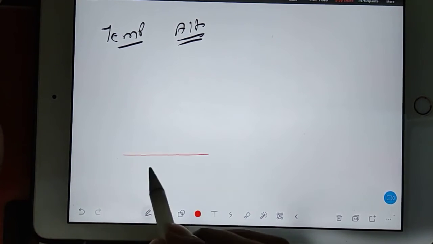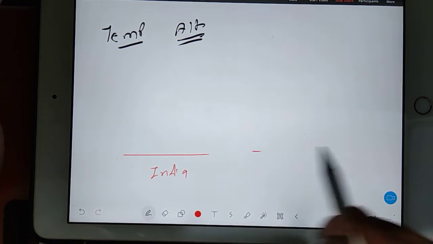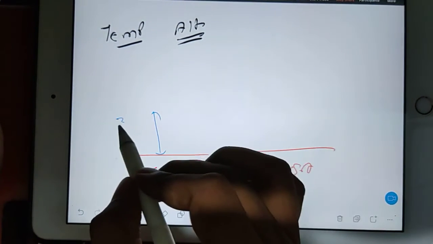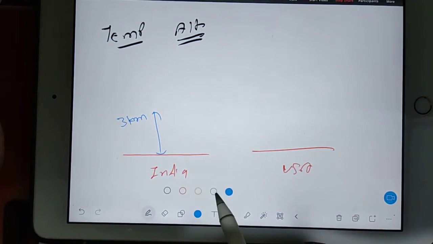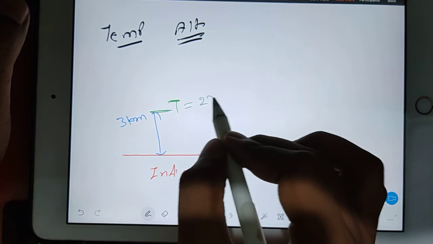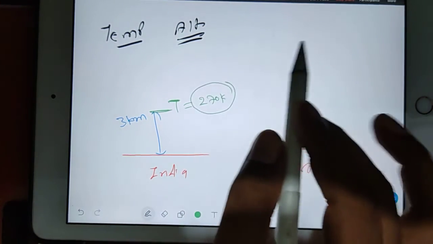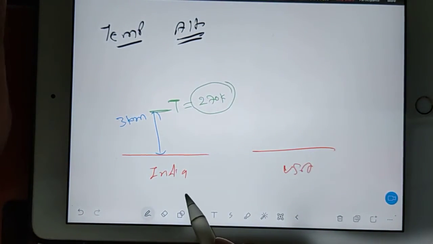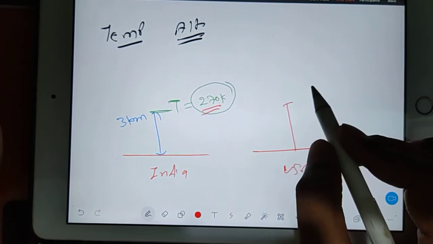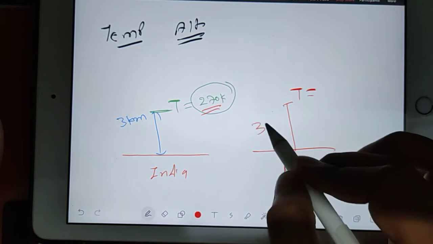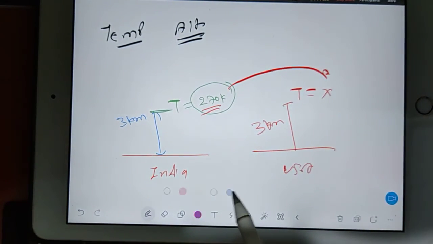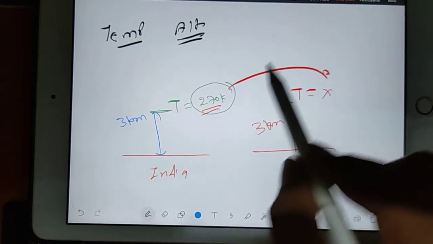For example, suppose this is India and suppose this is USA. So suppose I am going 3 km above. I will have a particular temperature here. Suppose, just an example, this temperature is 270 Kelvin. I'm not sure about the data, I'm just taking it for example purposes. But one thing is sure, the same 270 Kelvin will not be above USA. This thing is very sure. If you go the same 3 km, of course this temperature will not be equal. So now I will not consider this part.